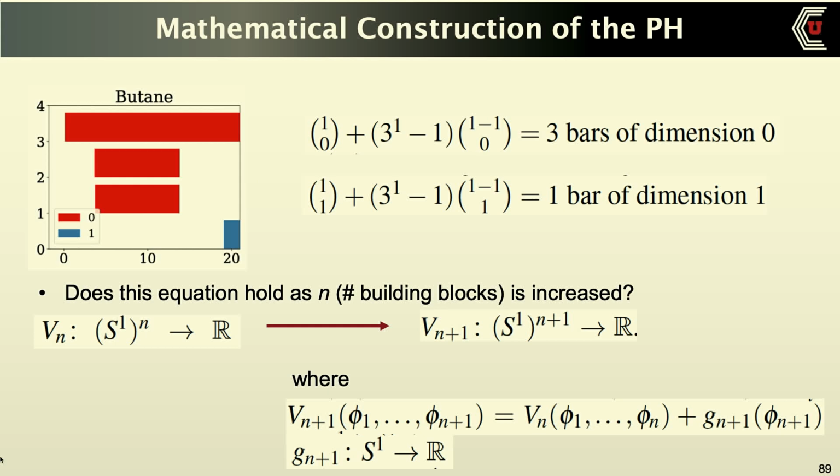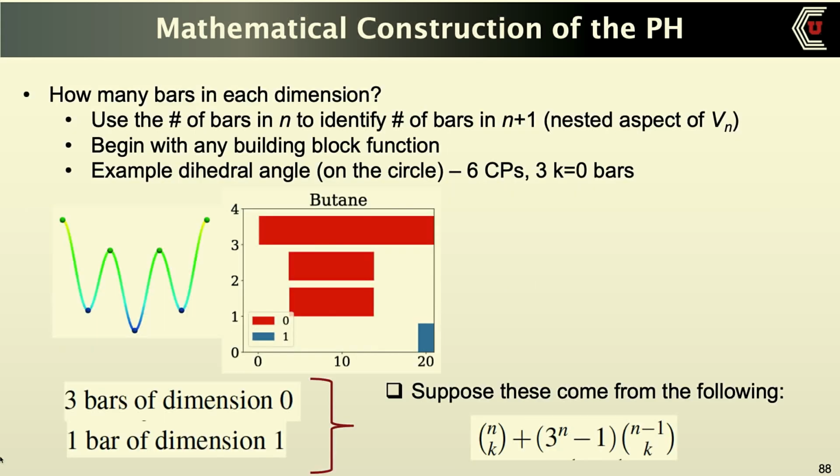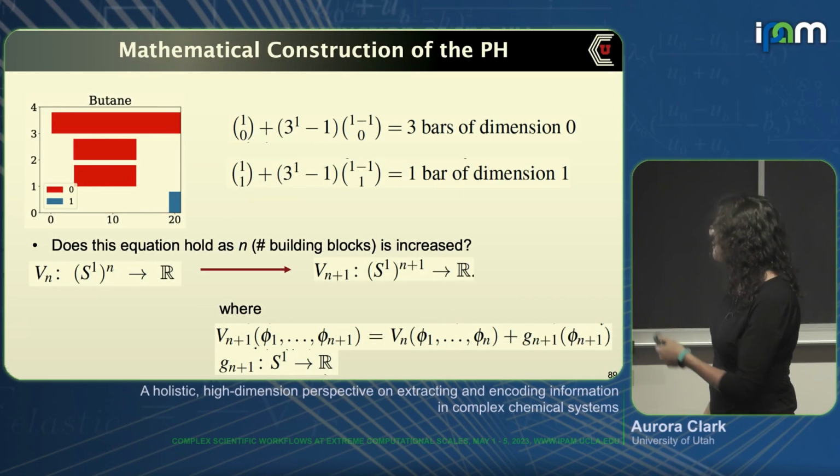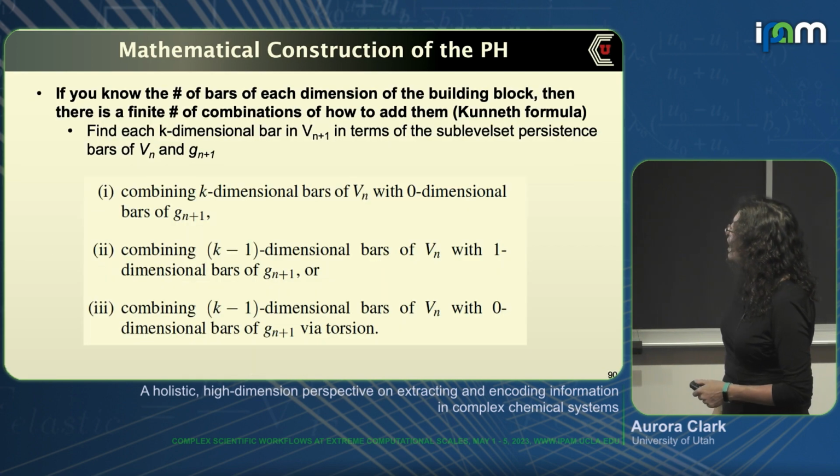And so in the case of butane, she looked at butane and said, okay, these are the number of bars I have associated with each dimension. And so she plugged this in and said, okay, I've got 3 bars of dimension 0, I've got 1 bar of dimension 1, that equation fits that distribution. Then she asked, does this equation hold as I add more building blocks? And she proved that it was true. Okay, so it's kind of an inverse derivation, if you will, starting off from the observation and going to the underlying formula that was leading to it.